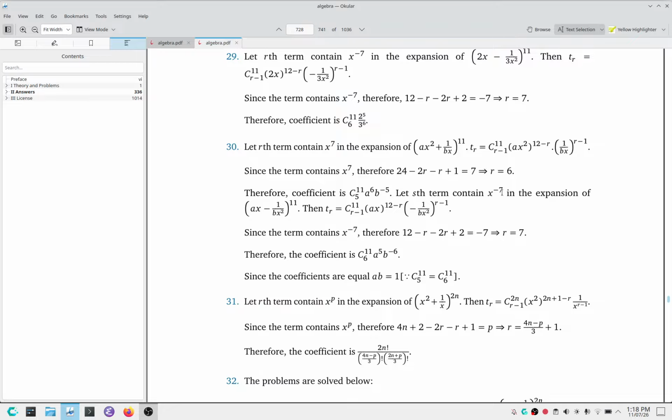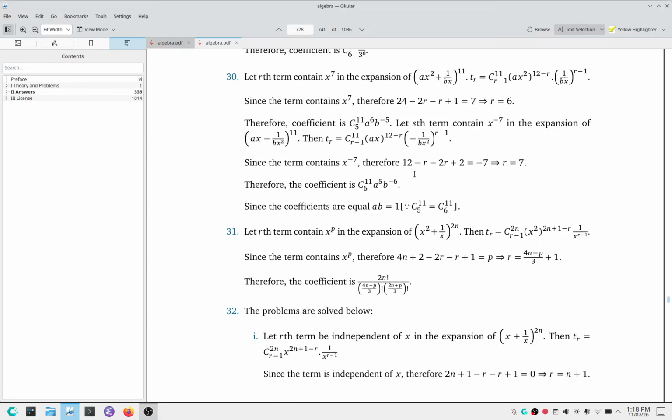Now the quotient of x to the power minus 7 in x minus 1 upon bx squared to the power 11. Then TR is equal to 11CR minus 1, x to the power 12 minus R, minus 1 upon bx squared raised to the power R minus 1. Over here also the quotient is found for R equal to 7. So the quotient now is 11C6, A raised to the power 5, B raised to the power minus 6.